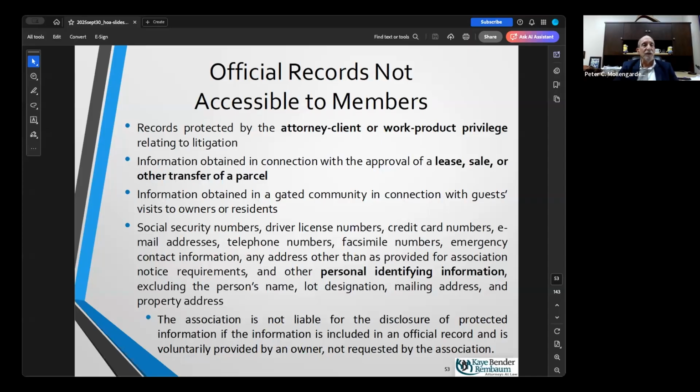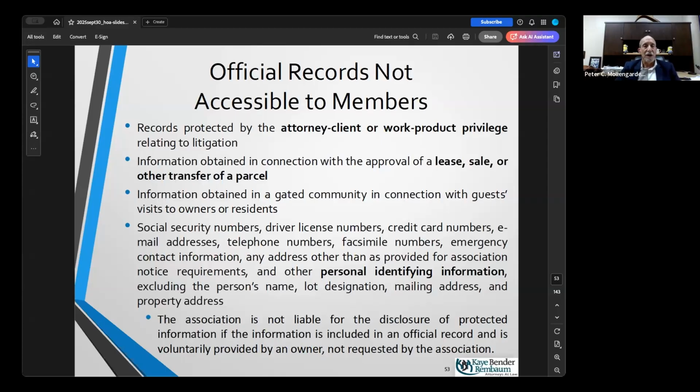All right. Information obtained by the association in connection with the approval of a lease, sale, or other transfer of a parcel. So the application for lease or sale, the background information, any other information that the owner or the tenant has been required to submit. Although that gets reviewed by the board, it is privileged in the sense that no other owners are allowed to have access to the information in that file. Information obtained in a gated community in connection with guests' visits to owners or residents is also privileged. You can't see who's coming to visit me.